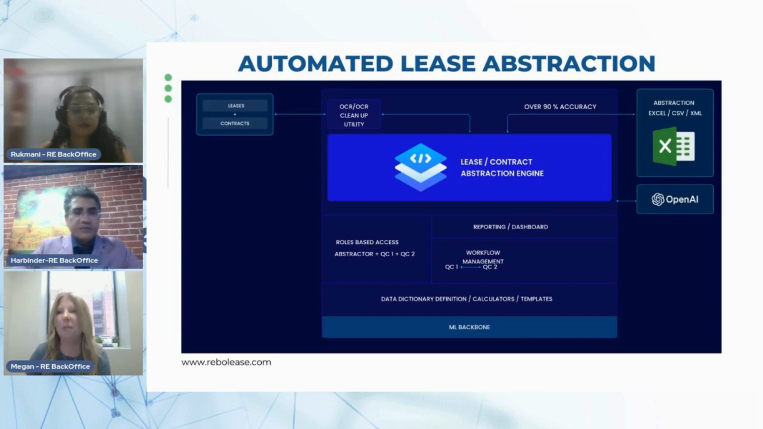And that's really where you're using a combination of ML and OpenAI, and that's where you use it for lease abstraction.